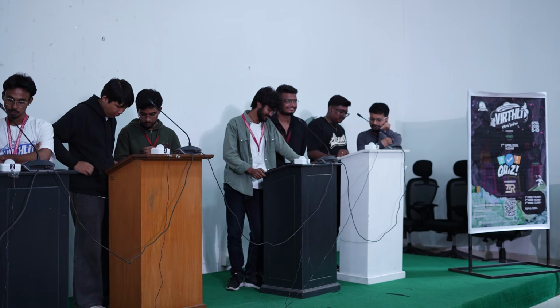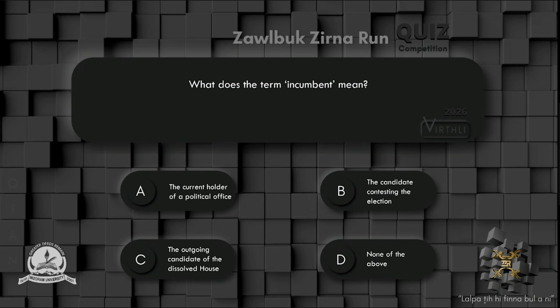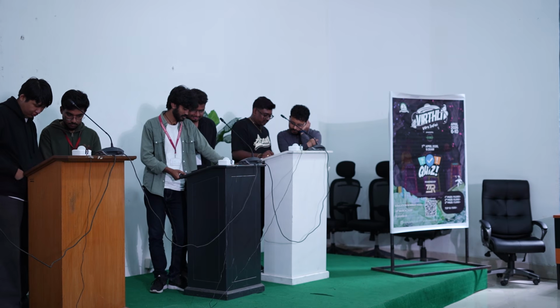Team 5, this is your fourth question. What does the term incumbent mean? A. The current holder of a political office. B. The candidate contesting the election. C. The outgoing candidate of the dissolved house. And D. None of the above. Your time starts now.